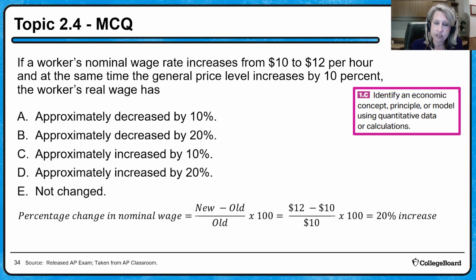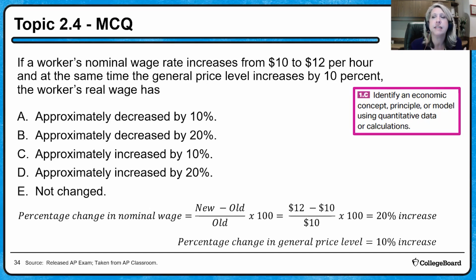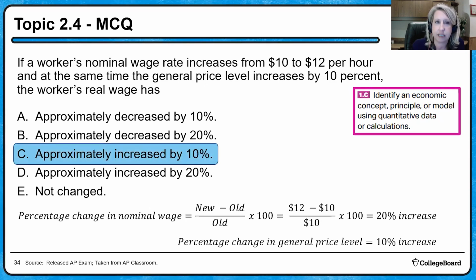If the increase in nominal wages is 20% and the price level increase is 10%, that means we can buy roughly 10% more goods and services than we could before. And so the worker's real wage has increased by approximately 10%. So if the percent change in nominal wage is bigger than the percent change in the price level, real income has increased.